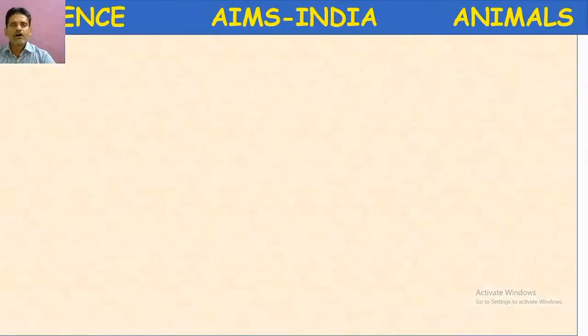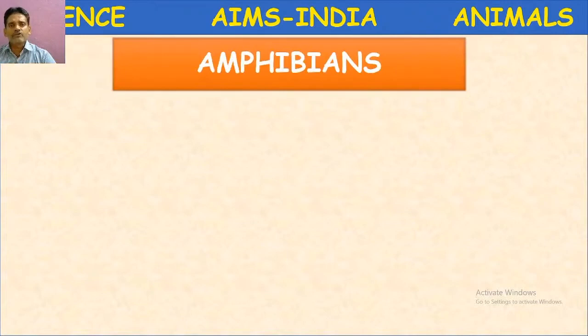Vertebrates are grouped into 5 main types. They are fishes, amphibians, reptiles, birds, and mammals. So let us discuss in this video about amphibians and fishes.